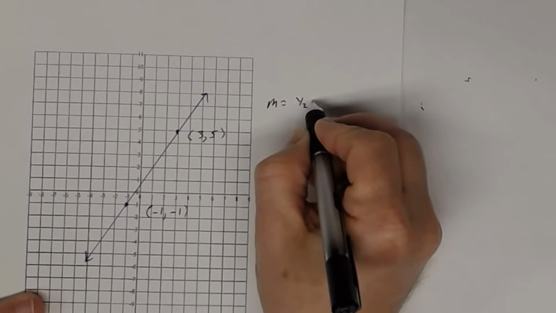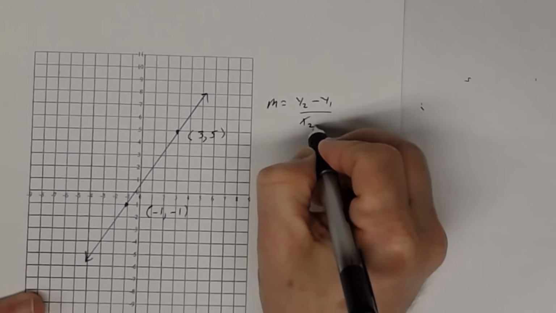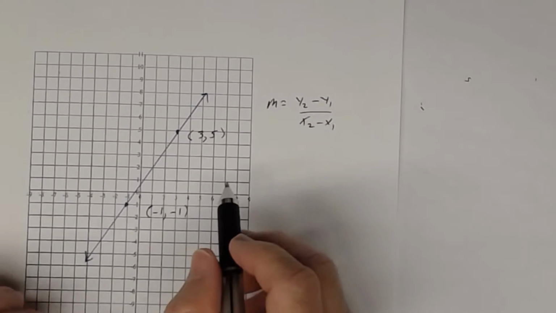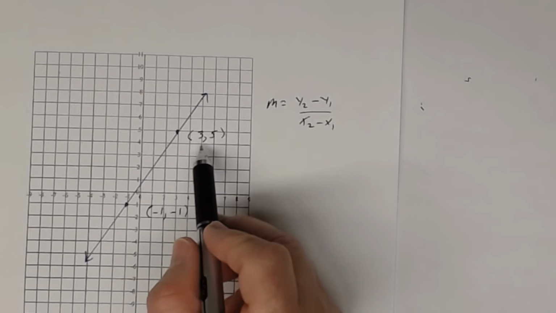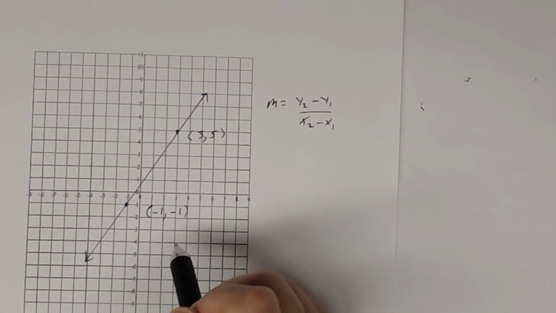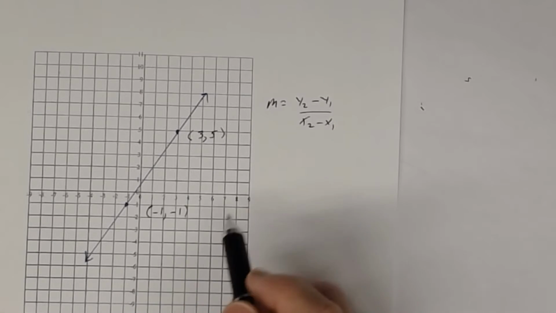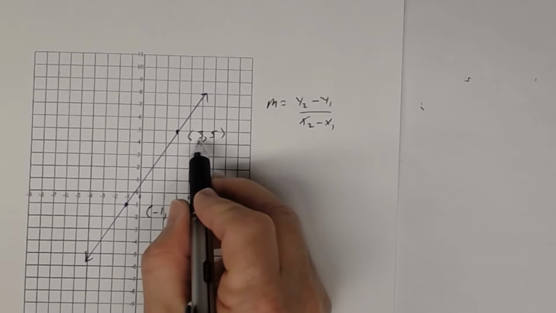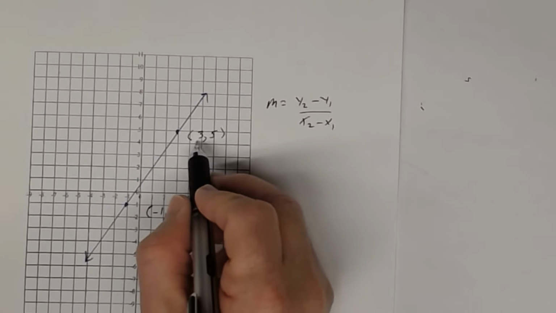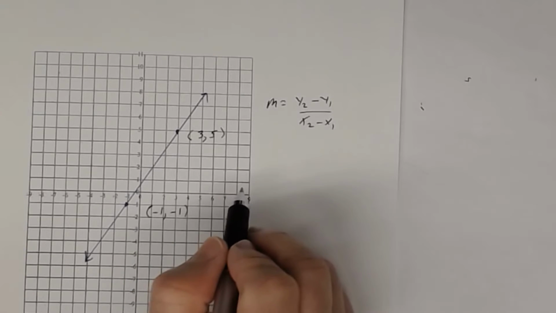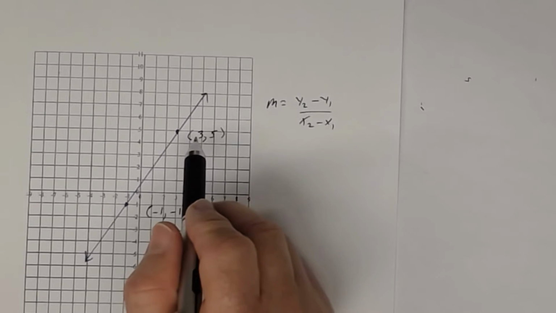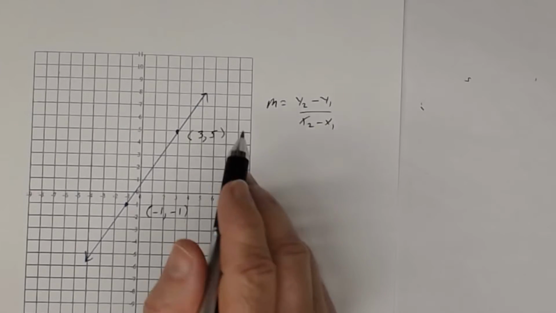Y2, the slope equals y2 minus y1 divided by x2 minus x1. All right, now it does not matter whether you let this be your first point or this be your first point. It does not matter. Some students will label those points to help them, because you have to substitute those numbers into this formula, and putting them in the right place does matter.